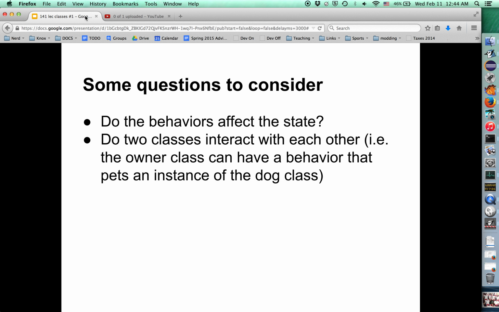Another key question: do two classes interact with each other? In other words, you might have a class called owner that models people that own dogs and cats, and you might have another class called dog that models a pet dog. Now, there may be a pet method that owners can invoke that actually is going to pet the dog and make the dog happy, or make the dog roll around and expose his tummy and things like that. So that's an interaction between two classes. That's another thing you need to think about: how all of your different classes interact.